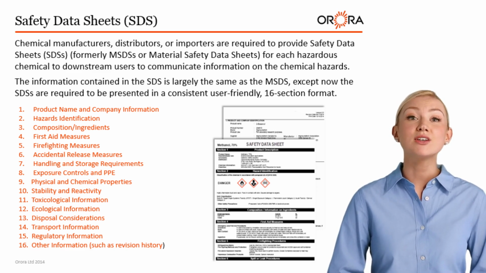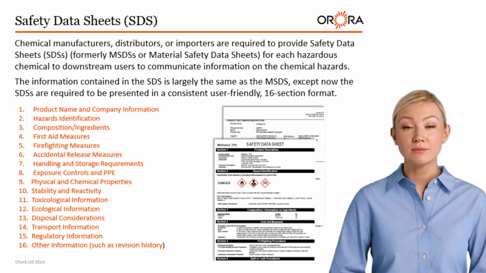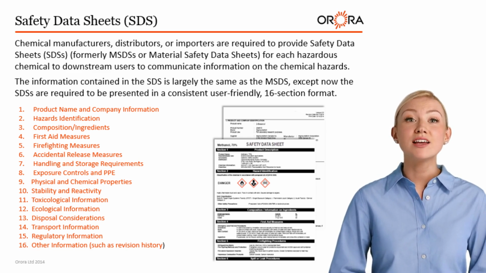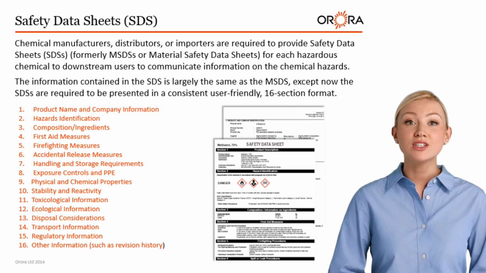Section 9, Physical and Chemical Properties. Section 10, Stability and Reactivity. Section 11, Toxicological Information. Section 12, Ecological Information. Section 13, Disposal Considerations. Section 14, Transport Information. Section 15, Regulatory Information. Section 16, Other Information, such as revision history.